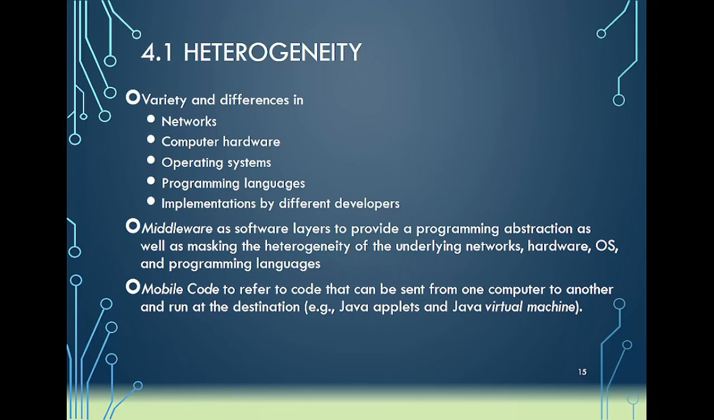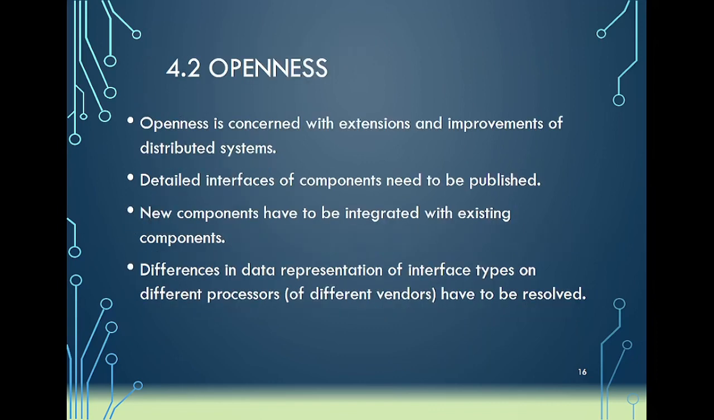We refer to that as the abstraction layer. So middleware is very, very important. And also we have the mobile code. We are going to look at how the Java applets or the web applets function. So this is how computers can communicate with some kind of remote connection or computer.